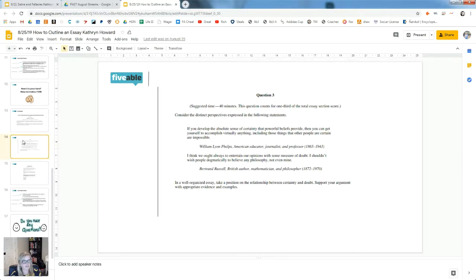So let's see, a literary example. What would be a literary example of certainty and doubt? I don't know why I said confusion. Let's see. Classic books. You could do To Kill a Mockingbird, Fahrenheit 451. You could do The Great Gatsby. I don't know if you read that, but do you usually include outside examples?